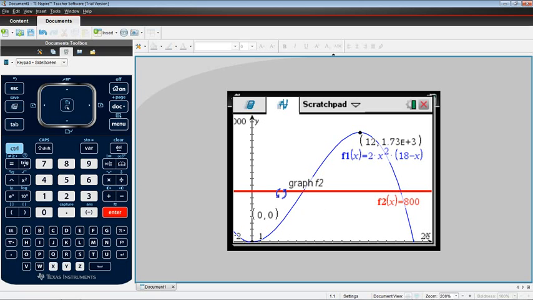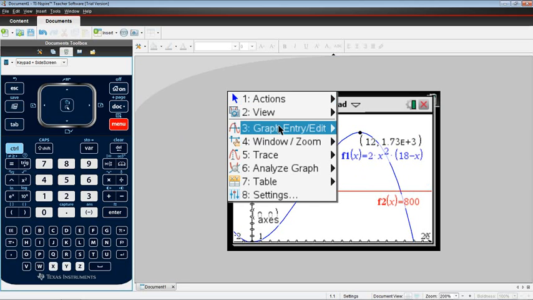The blue is the original volume. The red is the line y equals 800. And I want to know when the volume is less than 800. Graphically, what that means is where is the function below the red line. Another way to say that, where is the blue below the red? And let's keep in mind that we also have a domain restriction here of 0 to 18.